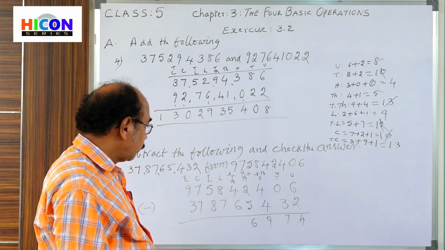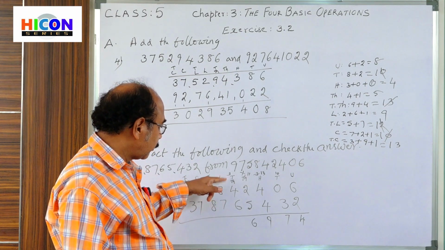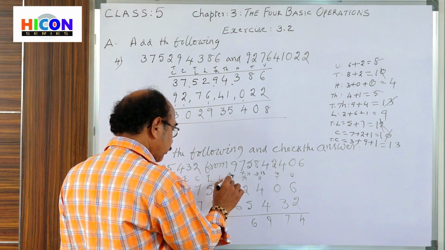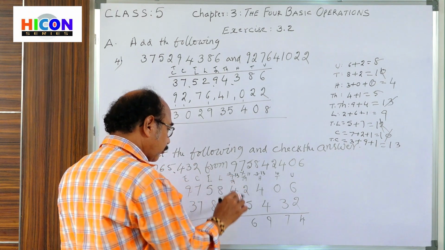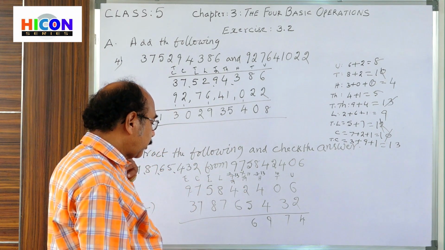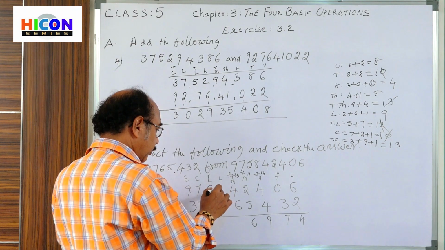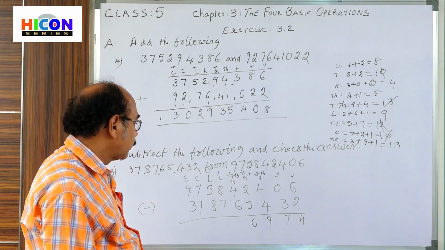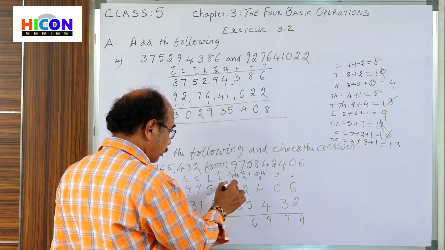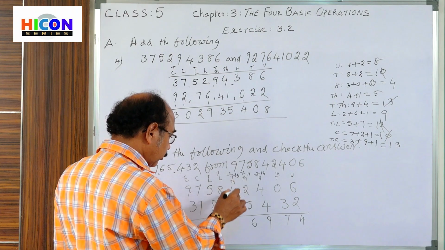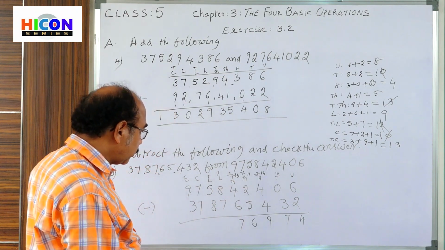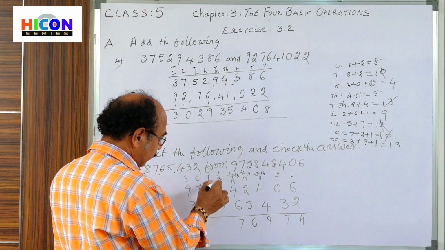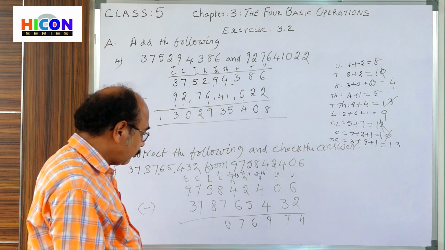Here 3 is there, no? Can you subtract 6 from 3? No. So ask borrow. 3 becomes 13. Now here 8 becomes 7. Now subtract. 13 minus 6 is how much here? 7. Here you see 7 is there, no? 7 minus 7, 0.